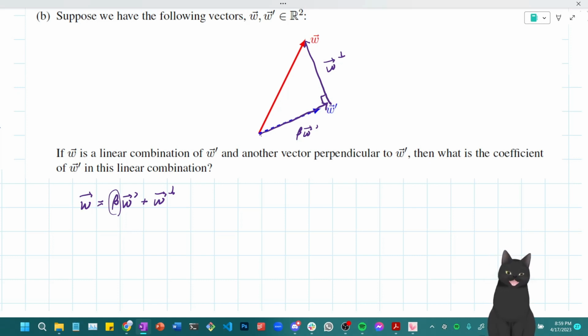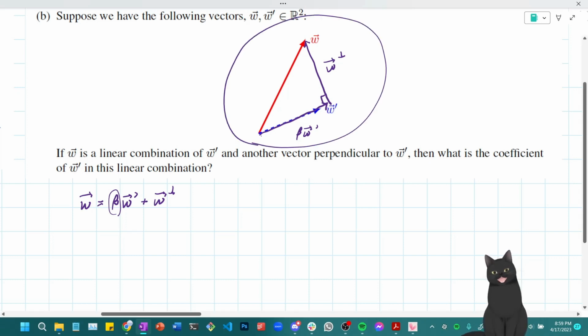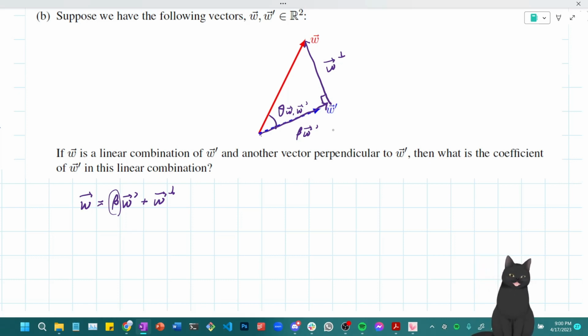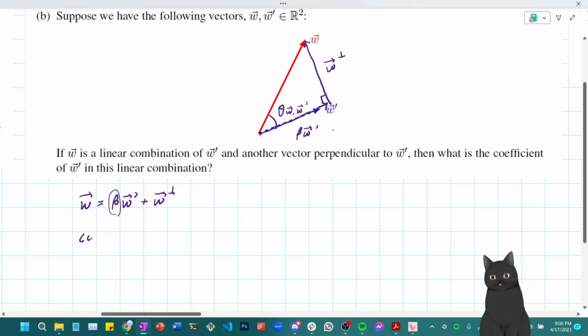One thing is that, first of all, beta W prime and W perp are orthogonal to each other. They form a right angle. So together with W, which is the sum of two vectors, this entire setup becomes a right triangle and allows us to use trigonometry. Say that the angle between W and W prime is theta W comma W prime, and that will also be the angle between W and beta W prime, because beta W prime and W prime are in the same direction. So it turns out that using the law of cosine, we can extract information that's written as follows.